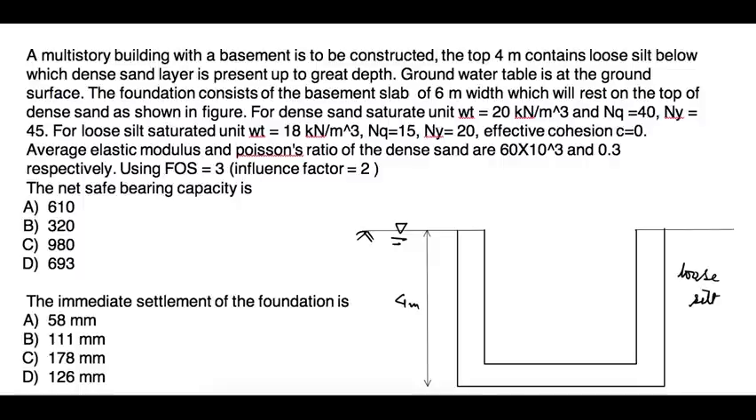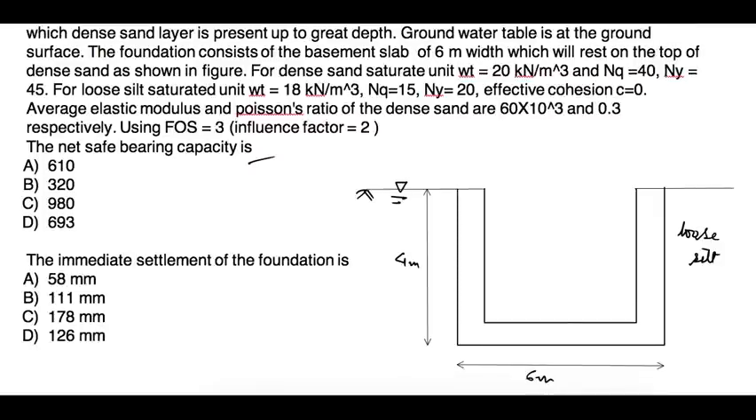So two more questions are there, but this theory is the same. A multi-story building with a basement is to be constructed. The top 4 meter contains loose silt below which a dense sand layer is present. So here I have drawn this diagram. This is a multi-story building and this is the basement part. This is the foundation also.